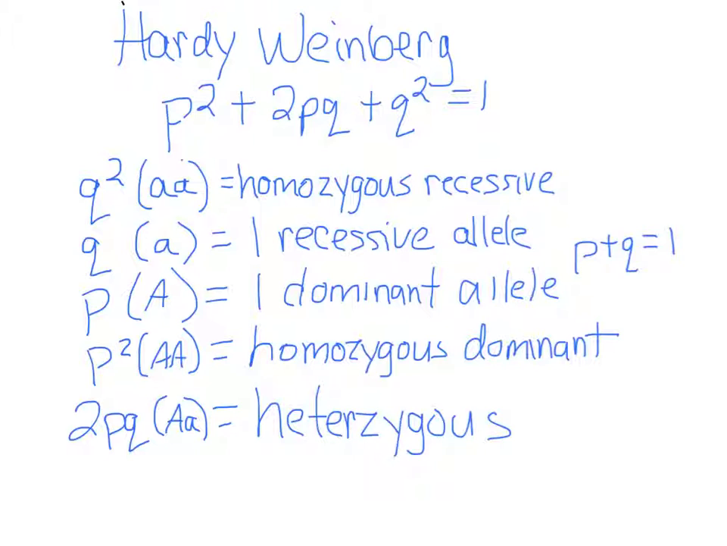And I want to say here that p plus q equals 1, and that's something we're going to come back to when I give you a problem. Going on, p squared, which is two uppercase A's, would be our homozygous dominant, and then 2pq, represented by an upper and a lowercase letter, would be our heterozygous.